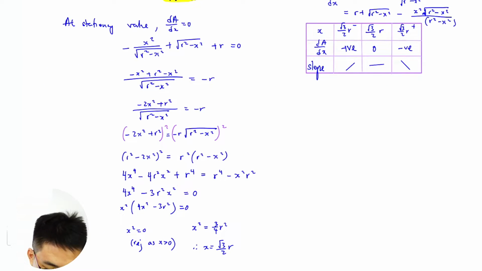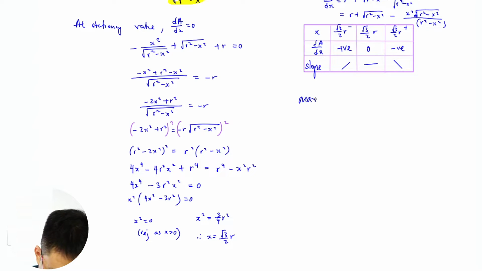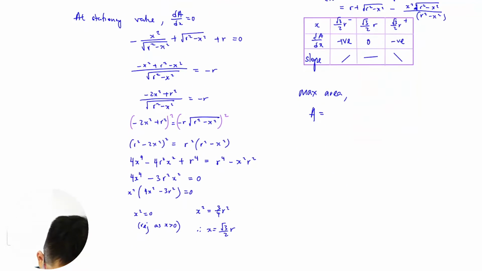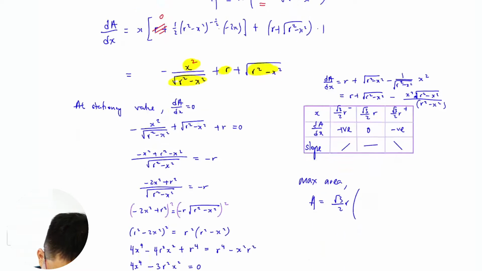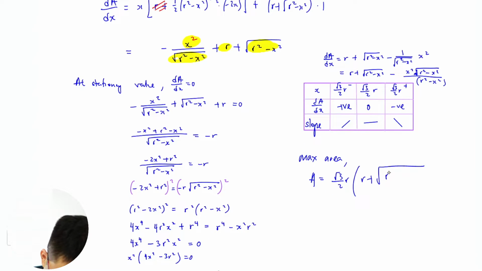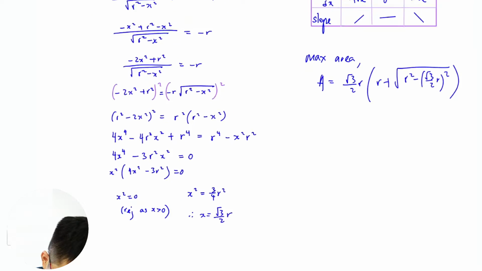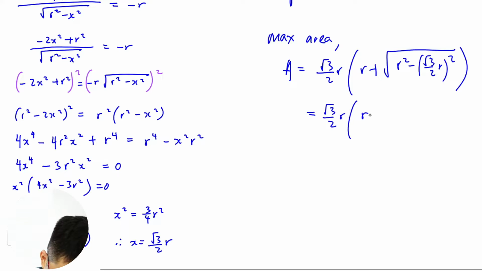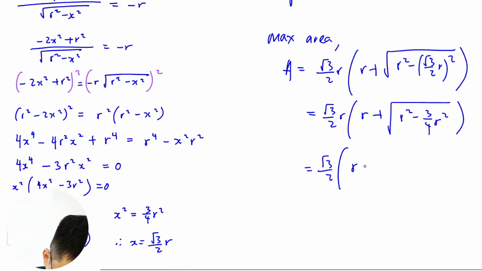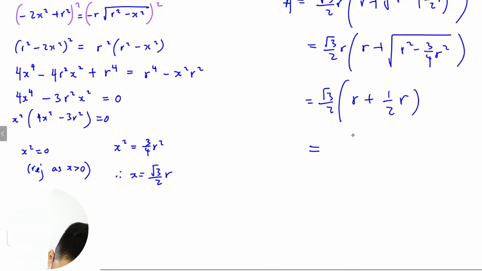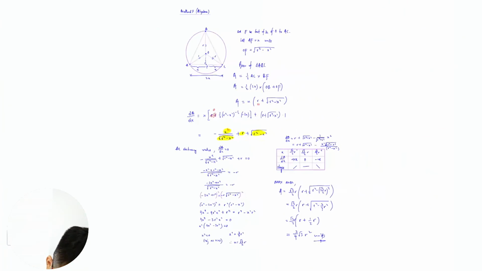Okay, so once done, what we're going to do is find the maximum area. Put it in. R times the square root, R squared minus half, this is 3. Wow, okay. Here you go.